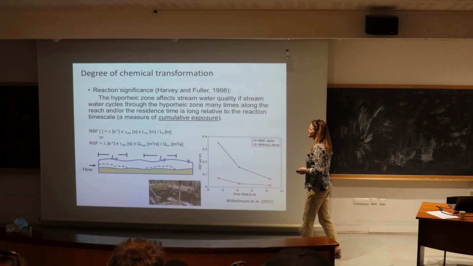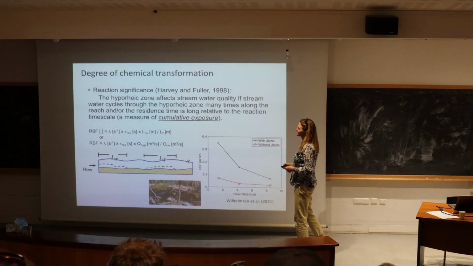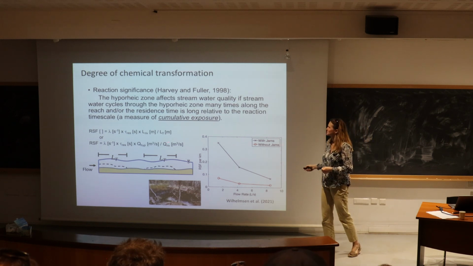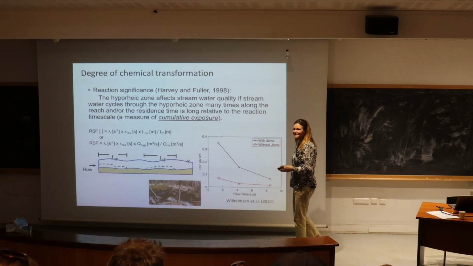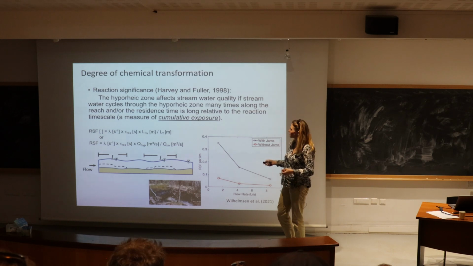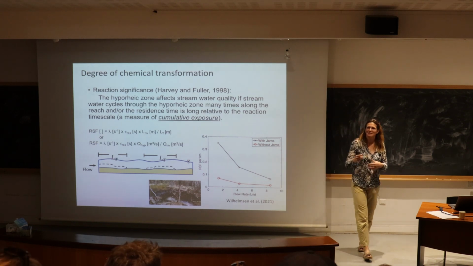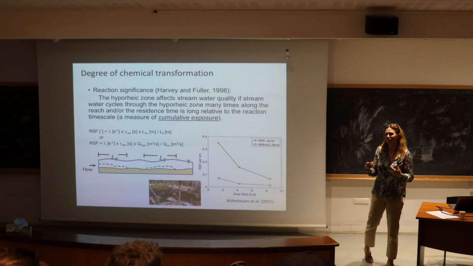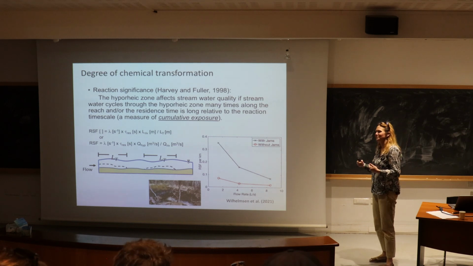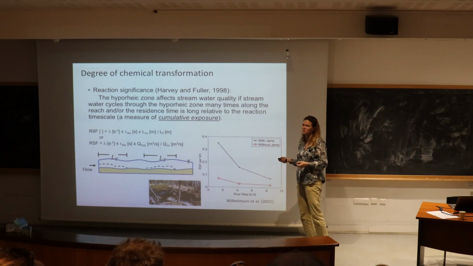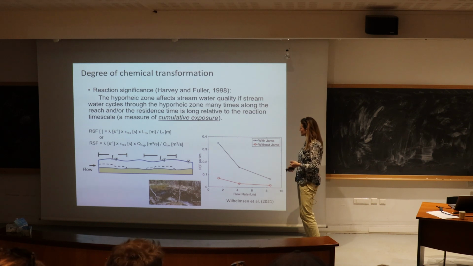I haven't introduced these terms, so this is like a reaction rate. This is a residence time. And then this is your turnover length. Right? So it's the Damköhler number, basically. It's a form of the Damköhler number, right? It's how long do you have to react relative to the reaction efficiency, and then how many times are you skipping through that hyporheic zone.